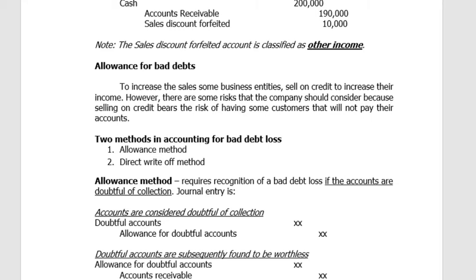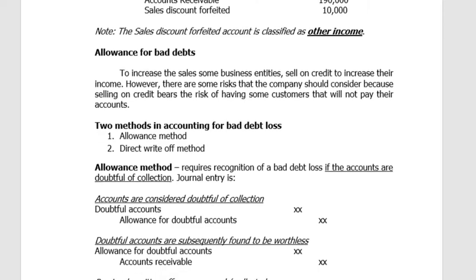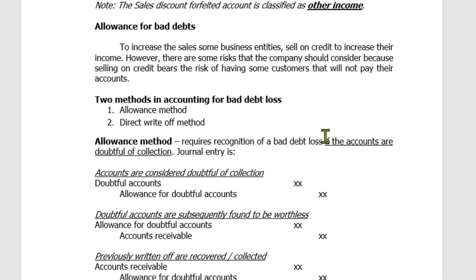So there are two methods in accounting for a bad debt loss, the allowance method and the write-off method. Under the allowance method, which is widely used in practice, ang sinasabi lang dito is the recognition of a bad debt loss if the accounts are doubtful of collection. So, nagre-recognize ng allowance for doubtful accounts kapag after careful analysis and evaluation na determine na the accounts are doubtful of collection or there is a probability na hindi yan makolekta. So, papaano ang gagawin? Let us analyze this.